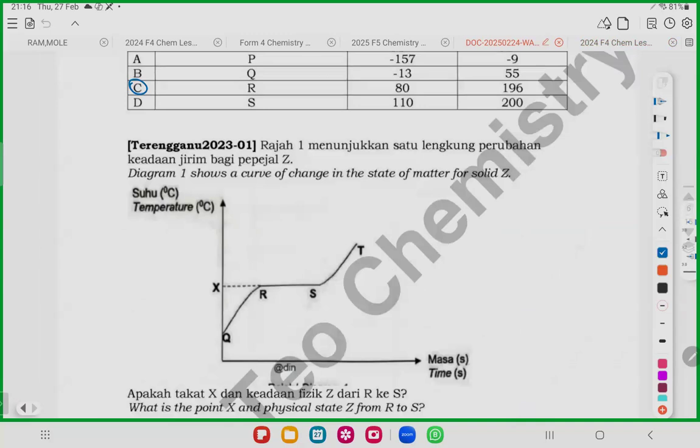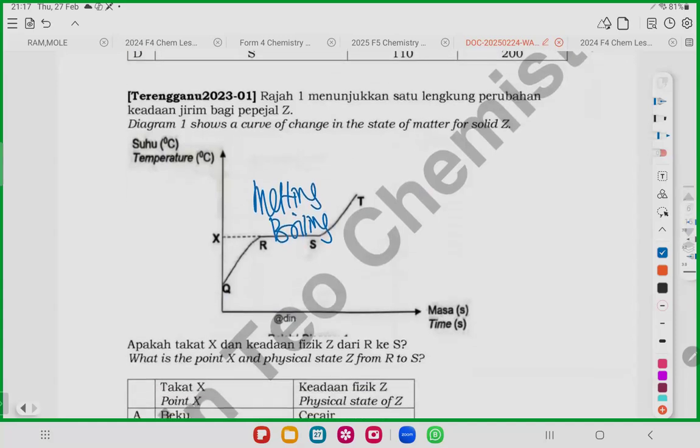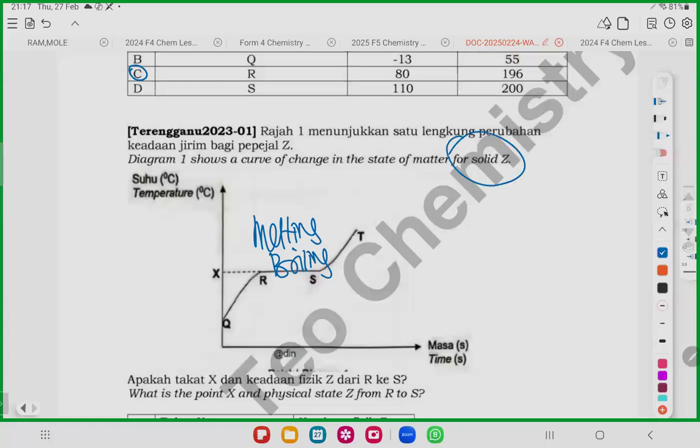Okay, so Diagram 1 shows a curve for the change of state of matter for solid Z. So what is this? You all can see this is a staircase. So this one obviously is a heating curve. How do I know this is a heating curve? Staircase going up. Remember, staircase going up, heating curve; staircase going down, cooling curve. So you only have one staircase, maybe it's melting, maybe it's boiling. So how to know whether it is melting or boiling? Read the question carefully. They say this is a heating curve for solid Z. So you're starting with solid.